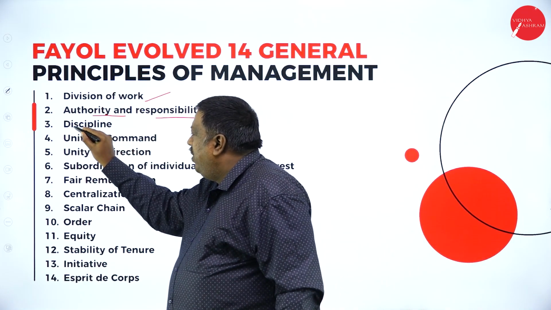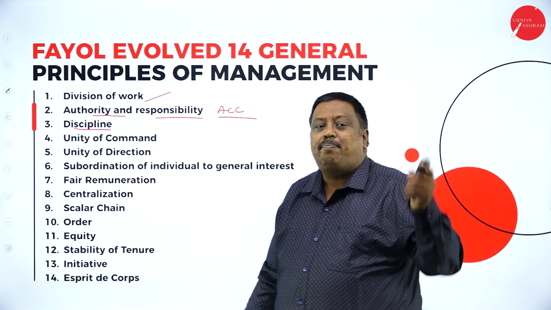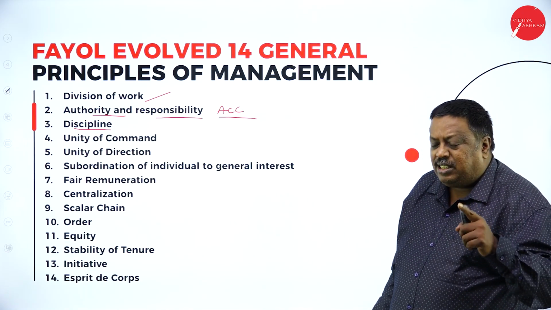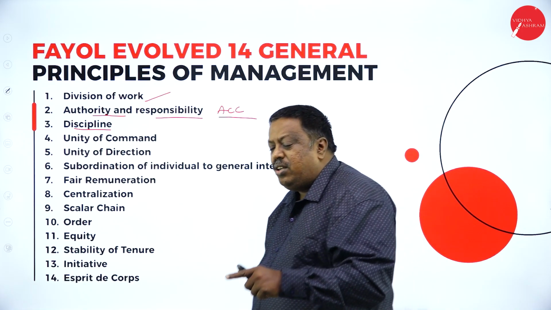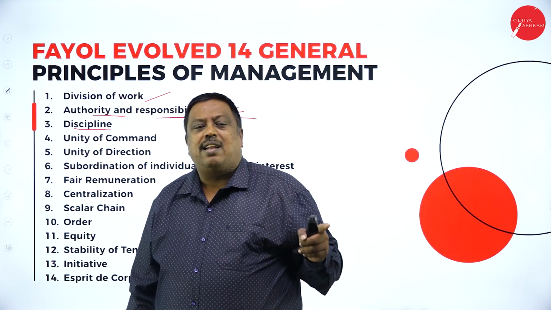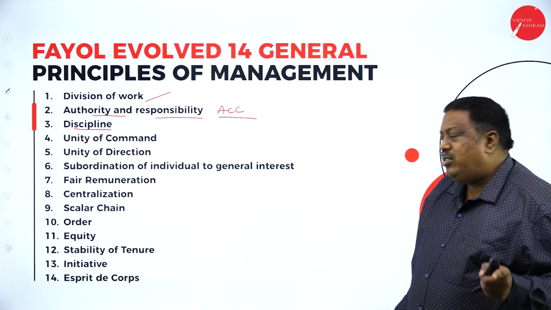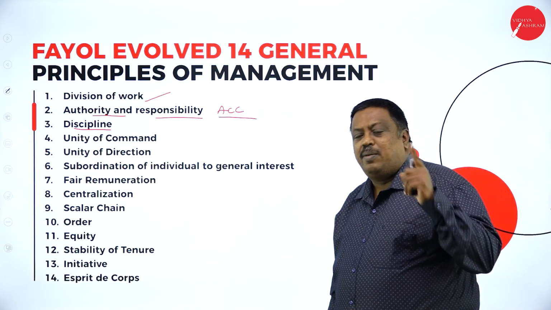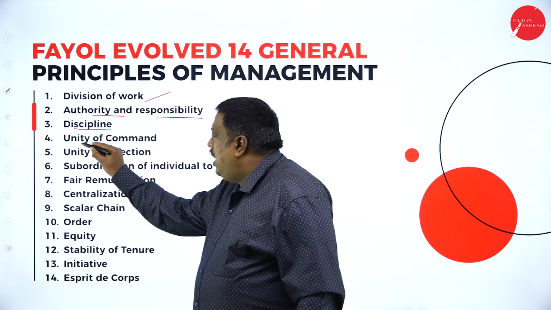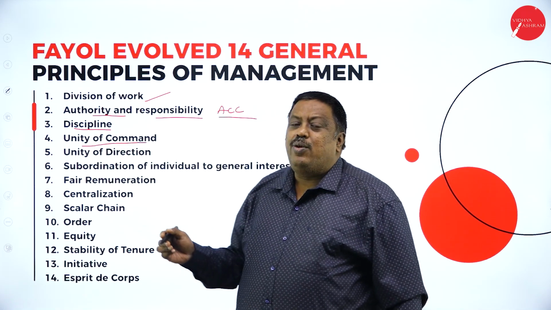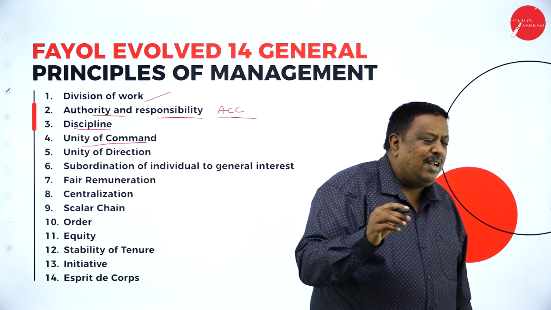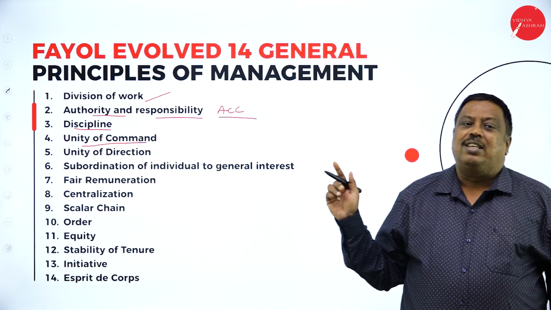And the third one is discipline. There should be proper discipline in the organization, then only the work can be done easily. If there is no discipline, again the company has to face problems. And the next one, unity of command. Unity of command is nothing but one employee, one boss.